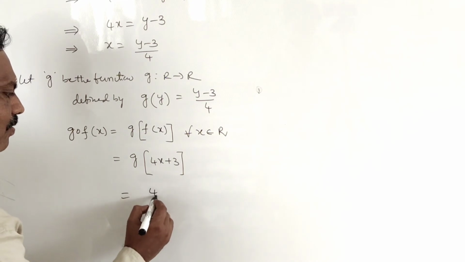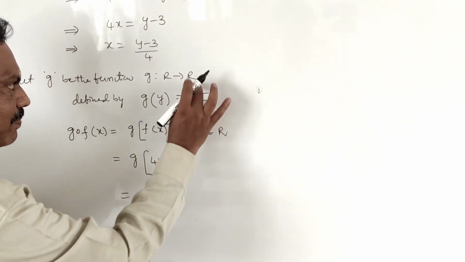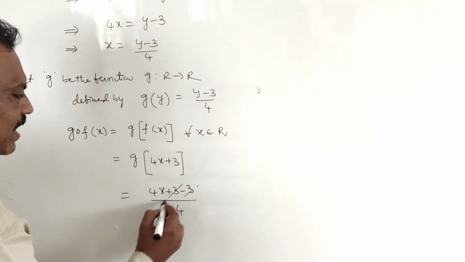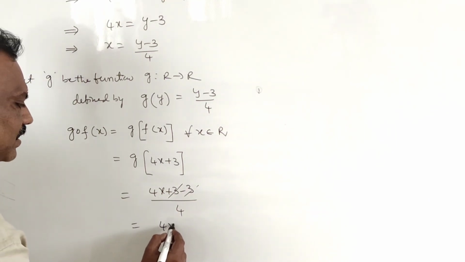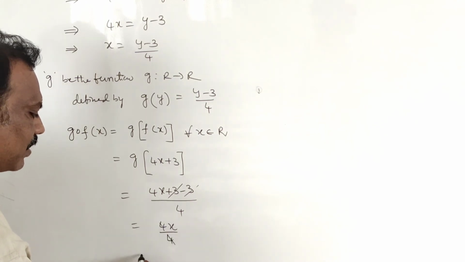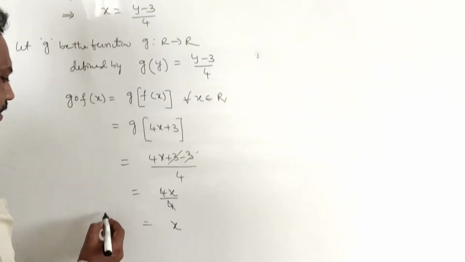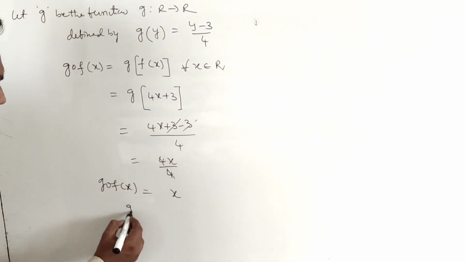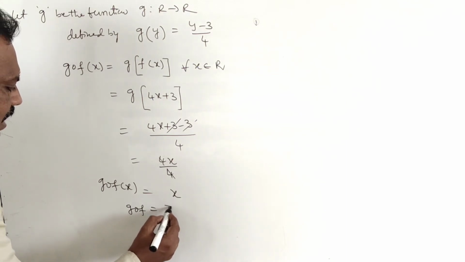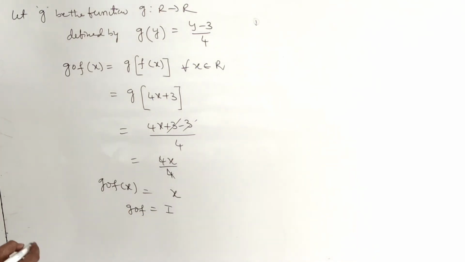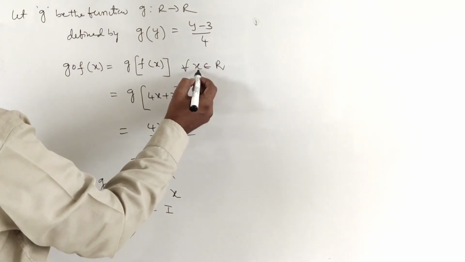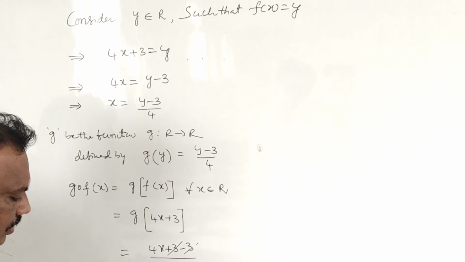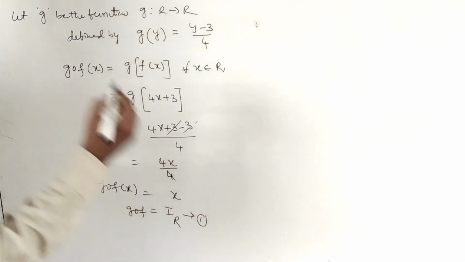So you will get (4x plus 3, in the y place, minus 3) upon 4. We can cancel minus 3 plus 3. So 4x upon 4, 4 and 4 get cancelled. We have only x. So g circle f of x is equal to x, which means it is an identity function. So g circle f is equal to the identity function on x belongs to R. Domain means domain of f. What is f's domain? R.